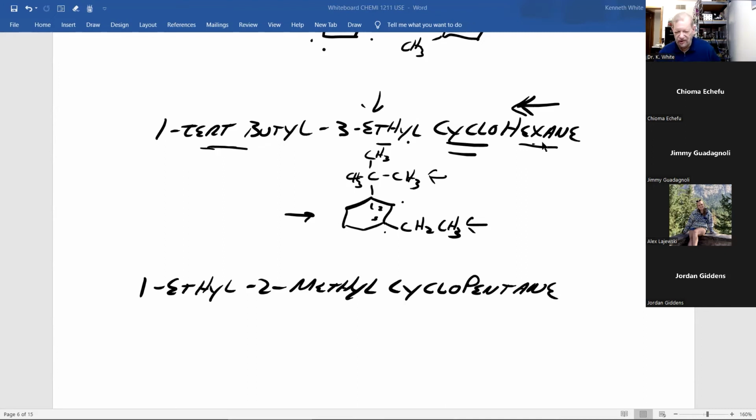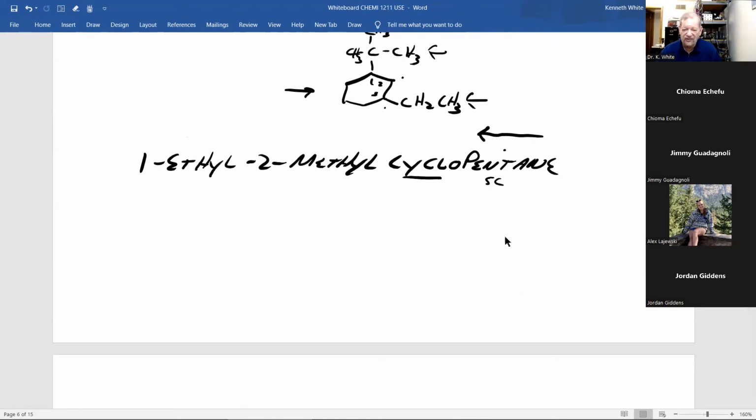All right, let's do this. If we start from this side, always start from the right when you're trying to decode what to draw for a chemical name, an IUPAC name, and we see pentane. Pentane is 5 carbons. And oh, look, cyclopentane, that tells me I have a ring. On carbon 2 is a methyl group, and carbon 1 is an ethyl group.